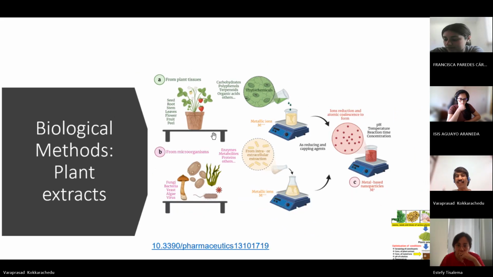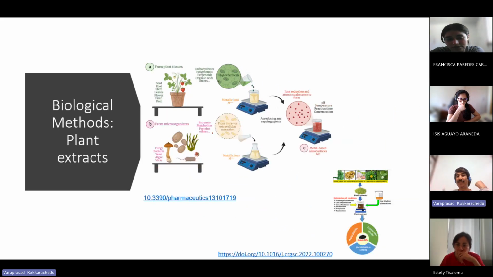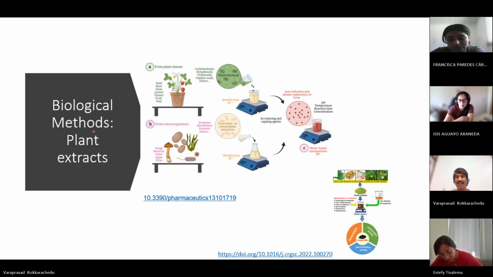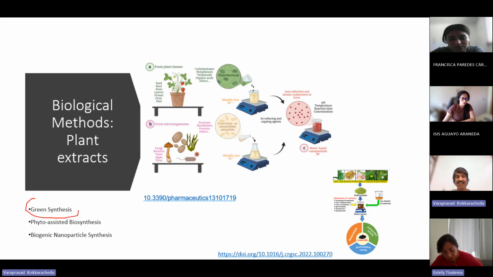Earlier we learned the precipitation method. In the precipitation method, we use all chemicals: the raw materials, and we add initiators and make some precipitations, right? To understand clearly, first of all, forget about everything. Just see that the biological process we call the green synthesis process.